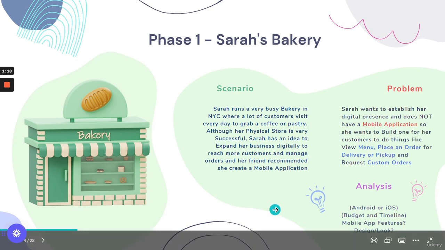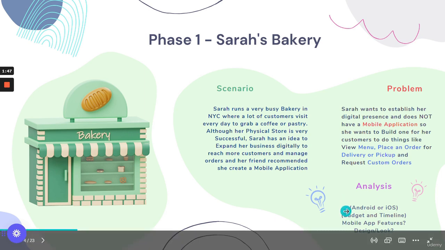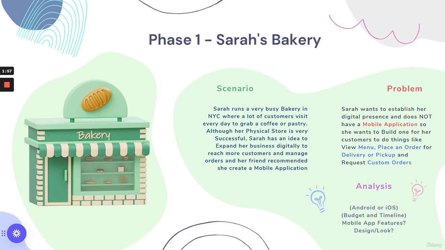Analysis. Here, there are a few ideas within the technical spectrum that are listed for a high-level design or overview for Sarah's application. For example, when considering a mobile application, we would look at if it's an Android application or an iOS application. We would also look at things like budget and timeline, mobile app features, as well as the user interface and other elements.